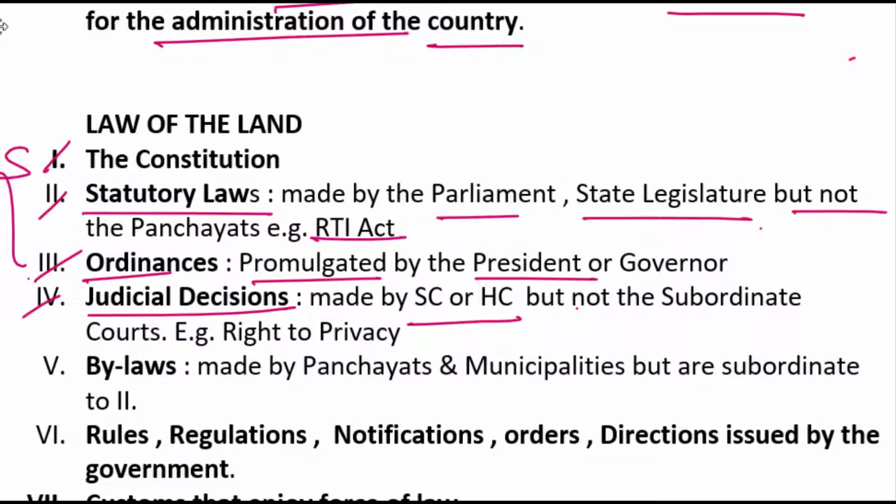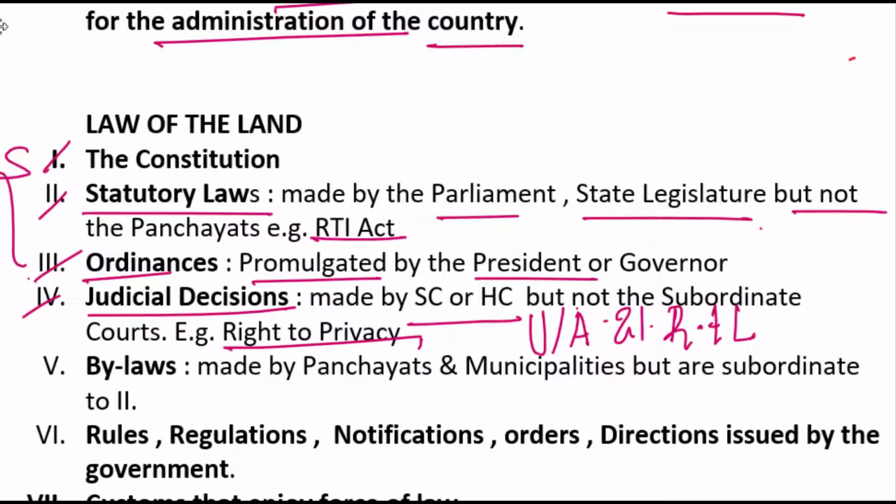Example, right to privacy. See, right to privacy is nowhere explicitly mentioned under Part 3. What do I mean that it's nowhere explicitly mentioned? Explicitly means openly. It's nowhere mentioned openly. All right. So it is the Supreme Court in particular which interpreted the right to privacy as an inherent right under Article 21, that is right to life.